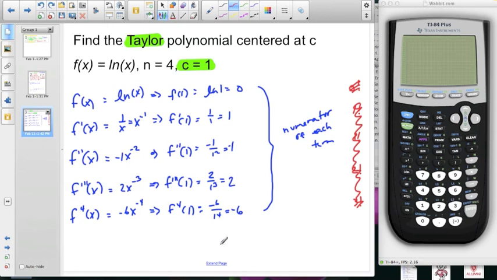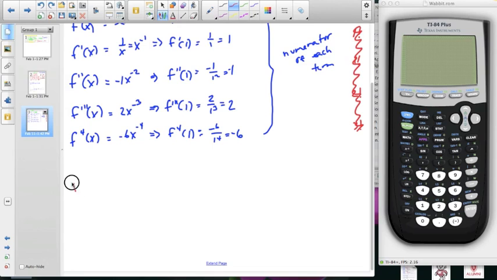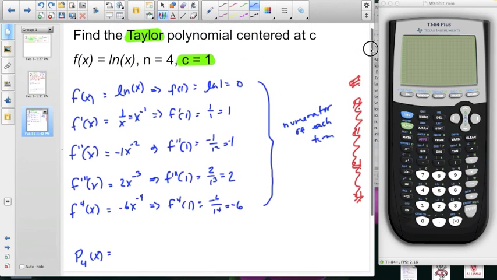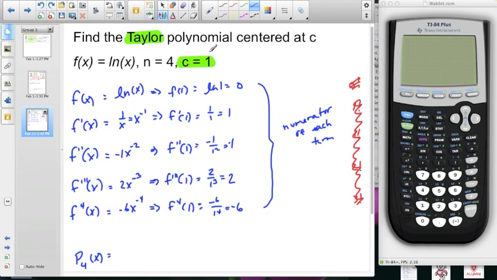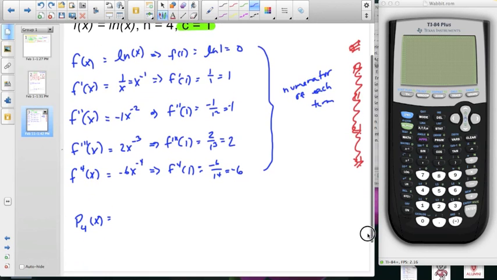Okay, so starting from here. Writing our 4th degree polynomial approximation, or P4 of x, we have to have it centered, again, at 1. So we have our 0th derivative, or in other words, the value of our function, and then x minus 1 to the 0 power over 0 factorial, so that whole thing is 0.